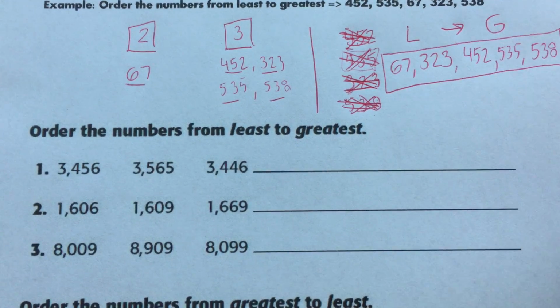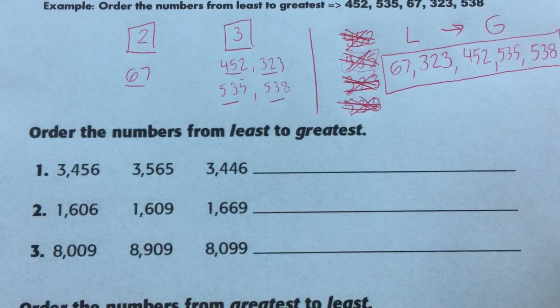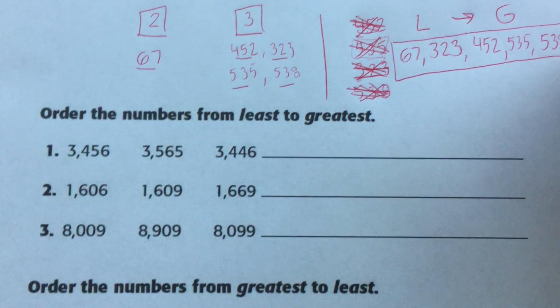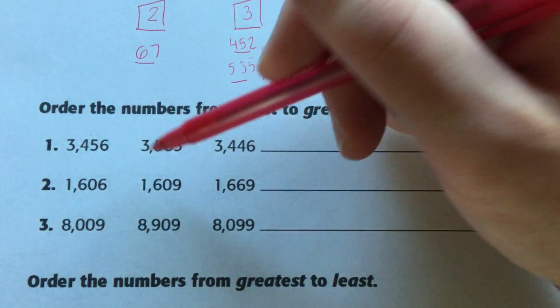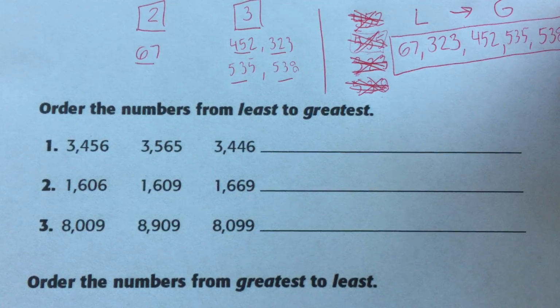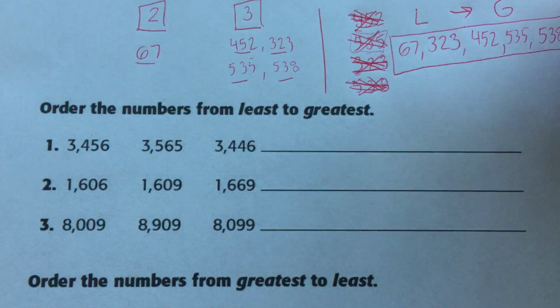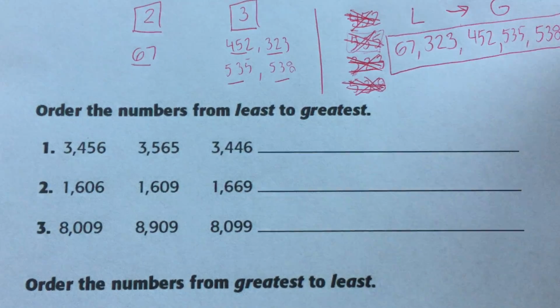Okay? Now they already did a little bit of the work for us here. They've got things lined up, and they are so nice that they gave us the same number of digits in each number. So really, we don't even have to worry about that. We've got 4 digits in each number. We can just skip step 1. They did that for us.